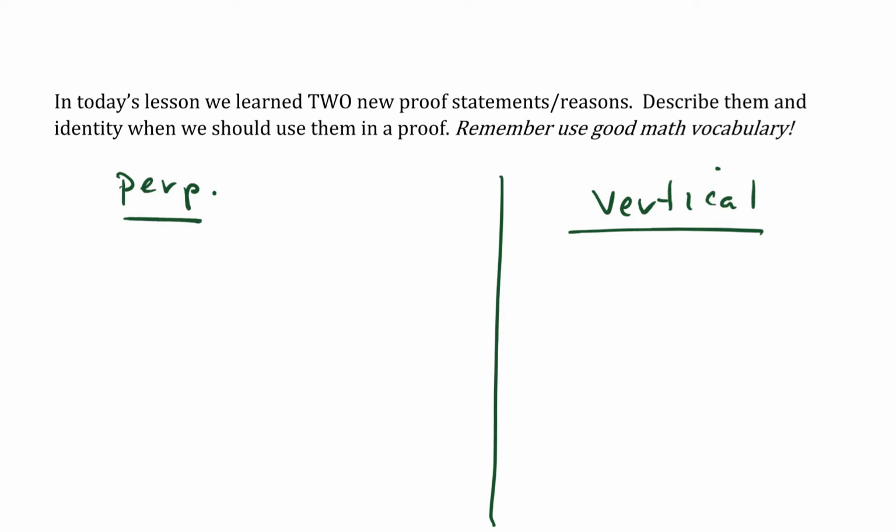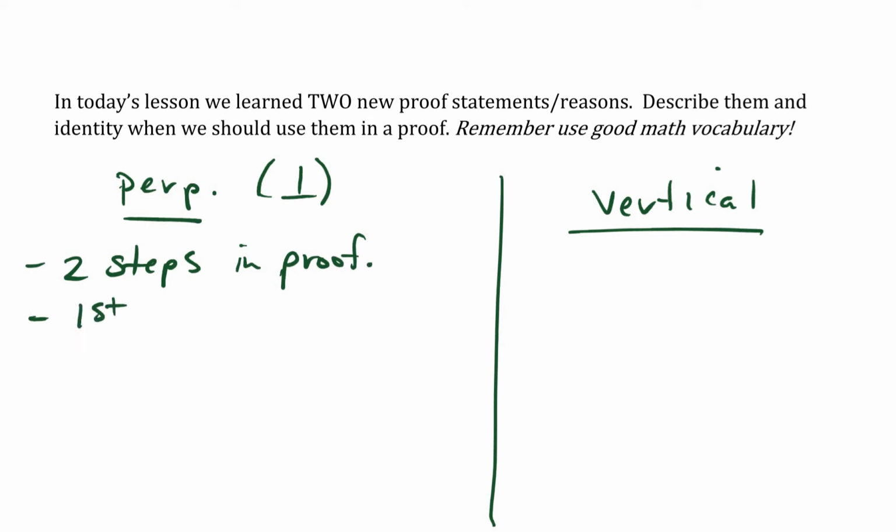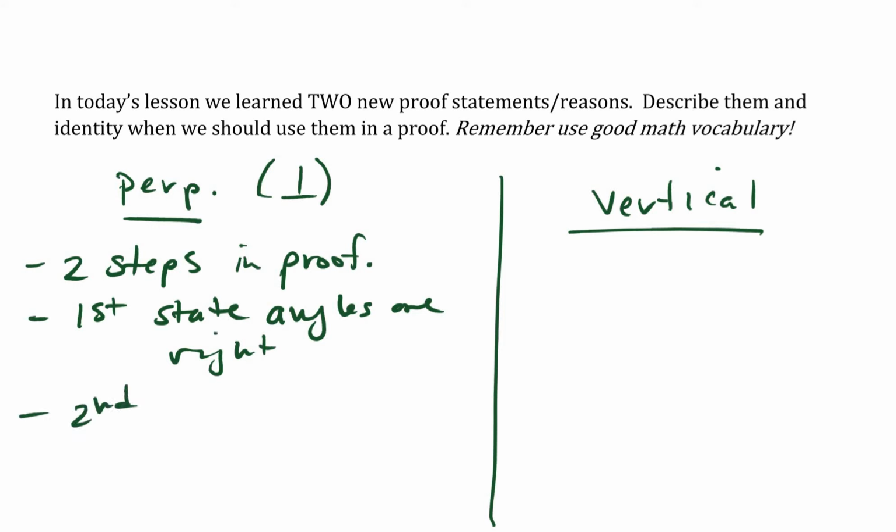Good. So hopefully you wrote something down here, because I want you to actually think for yourself, not just write everything down that I'm saying. And I'm going to put some things that I notice about these two rules. So whenever I see perpendicular, remember the symbol is the upside down T. And I know it's always going to be 2 steps in my proof. I also know I'm going to first state the angles are right. Then I'm going to second state they're congruent to each other.